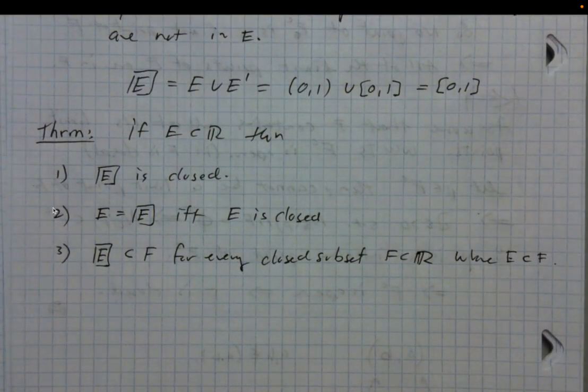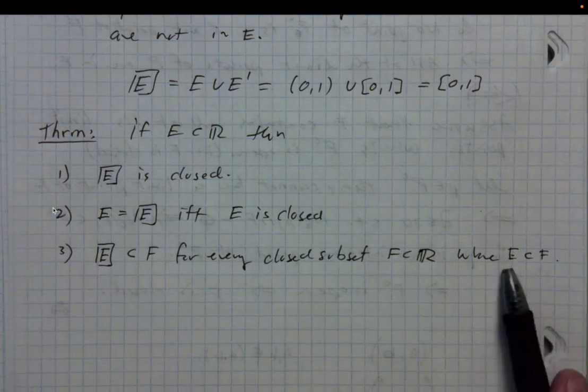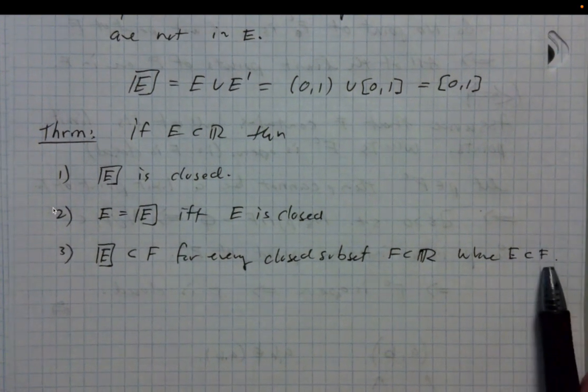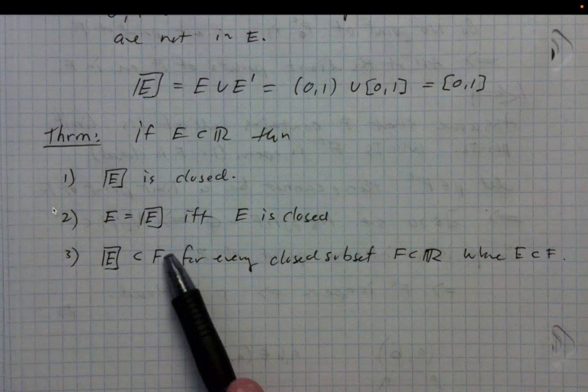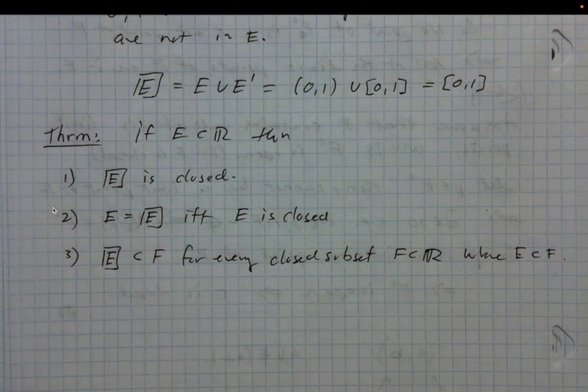Right, so if F is any closed subset of real numbers which houses E, then the closure of E would have to be inside of F, right? So E is a subset inside of F, and F is closed, then the closure of E must be in F. So if you close any subset that contains E, then the closure of E would have to be in that set.